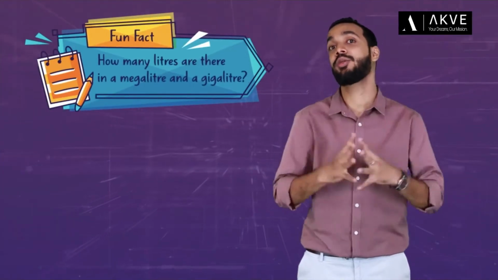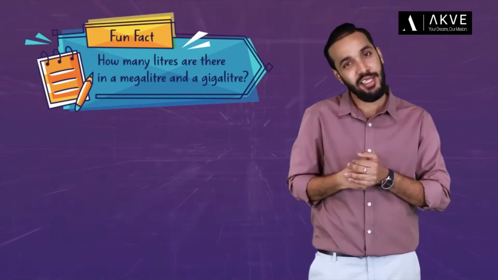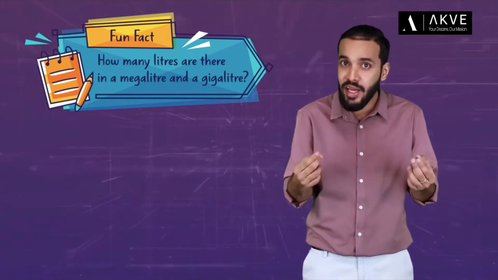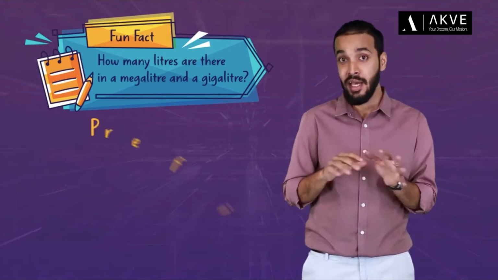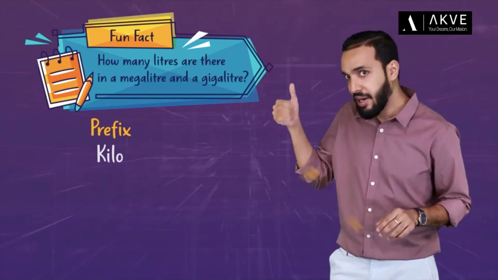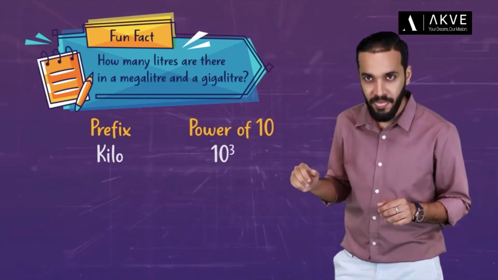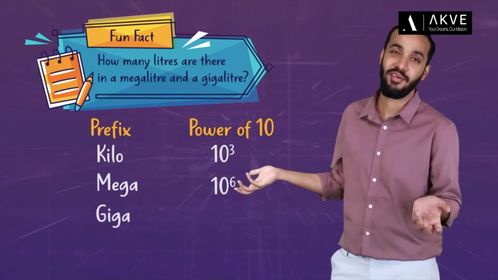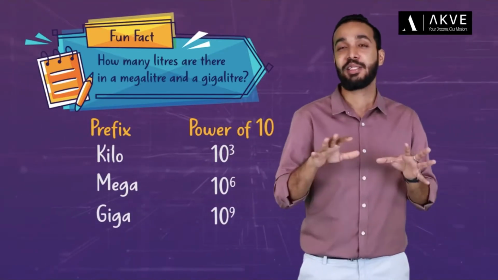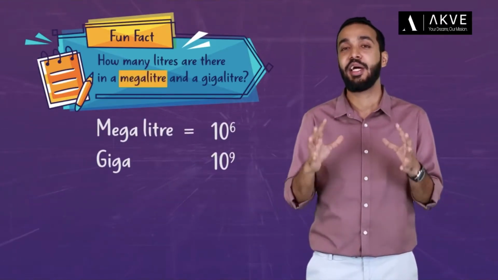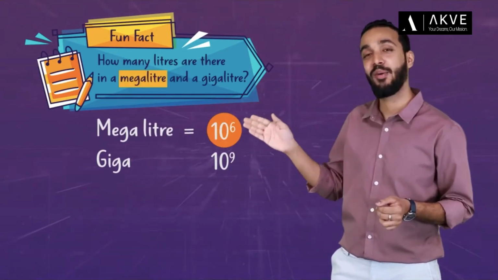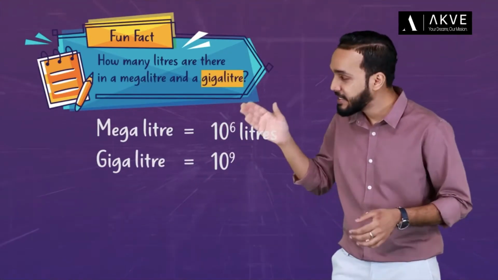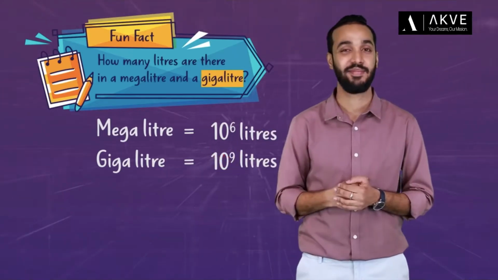Here's a fun fact for you. How many liters do you think are there in a megaliter? And how many are there in a gigaliter? Well, the trick lies in the prefix. In general, kilo refers to 10 to the power 3. Mega refers to 10 to the power 6. And giga refers to 10 to the power 9. So basically, a megaliter is the same as 10 to the power 6 liters. And a gigaliter is nothing but 10 to the power 9 liters.